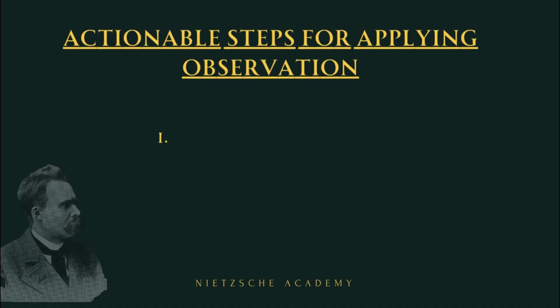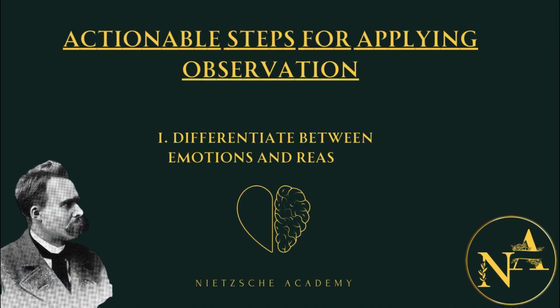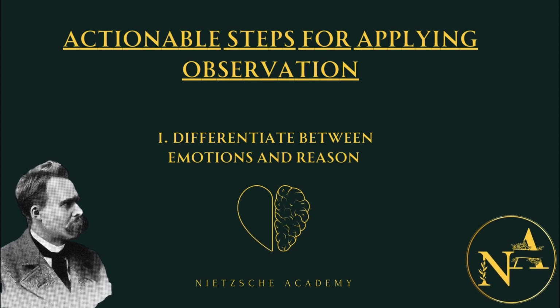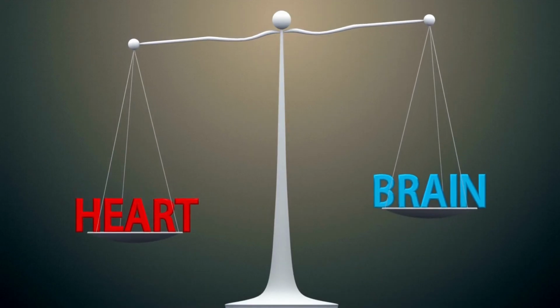Number 1. When observing anything, try your hardest to differentiate between emotions and reason. Oftentimes you might get conflicting conclusions. Brain telling you one thing and your feelings something totally different. Make sure you leave enough space for both, but end up choosing what's appropriate.